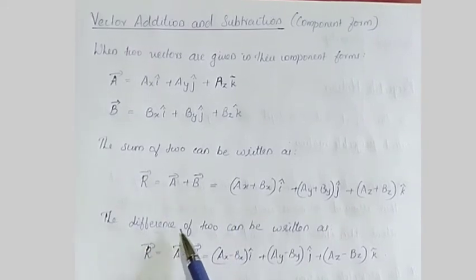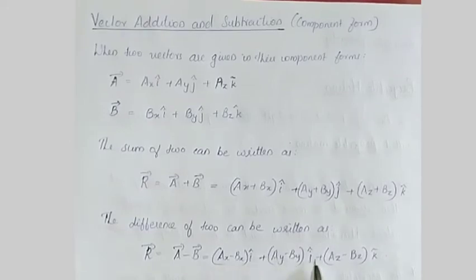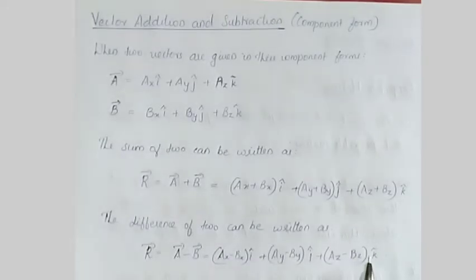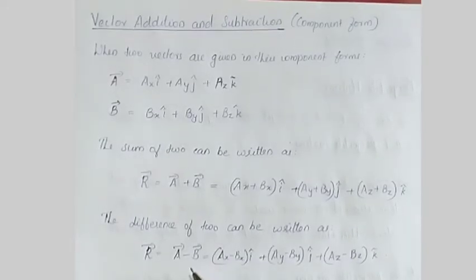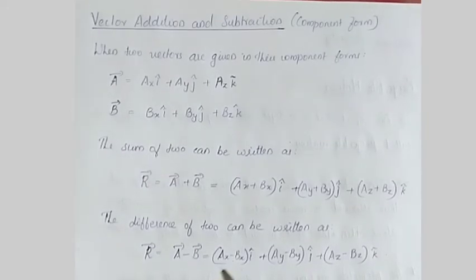Now similarly, to get the difference of two vectors A and B, what we do is we subtract the corresponding component vectors. Here also we represent the difference of two vectors by vector r, and vector r is equal to vector A minus vector B, which is equal to Ax minus Bx i cap plus Ay minus By j cap plus Az minus Bz k cap. In order to add or to subtract two vectors given in component forms, we add the corresponding components or we subtract the corresponding components, and thus we obtain the resultant.